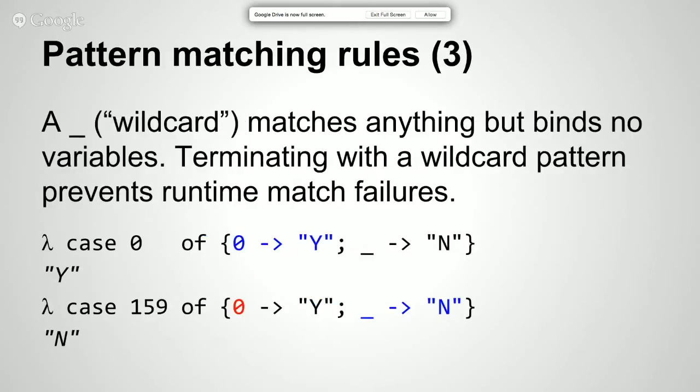Finally, a wildcard is going to match anything, but it doesn't bind any variables. And you'll often see the pattern where one terminates with a wildcard to eliminate the possibility of runtime match failures. You're basically saying, okay, one of these branches is going to happen, and that's good practice because even if some of the cases are erroneous, it's better to fail with a useful error message than fail with a match failure and not know exactly what happened.